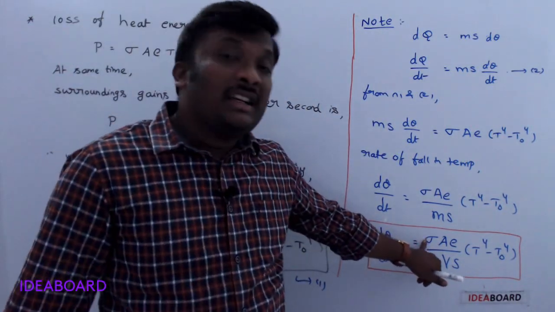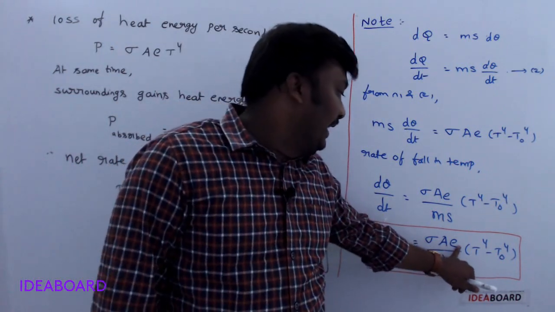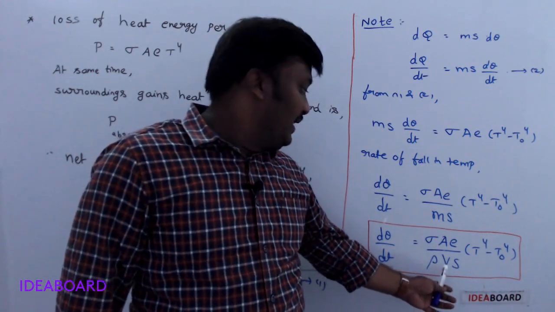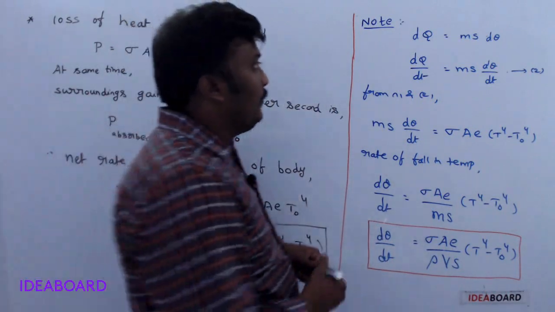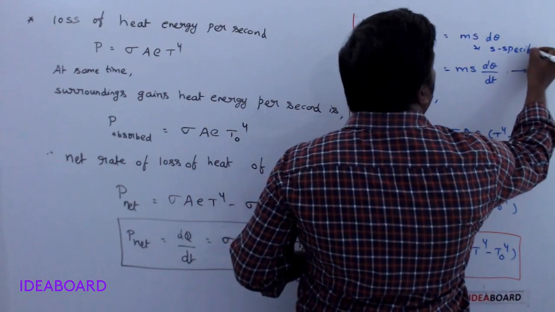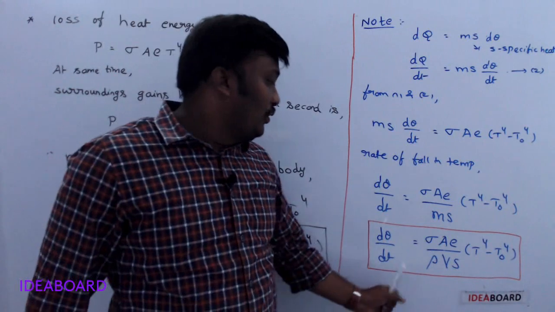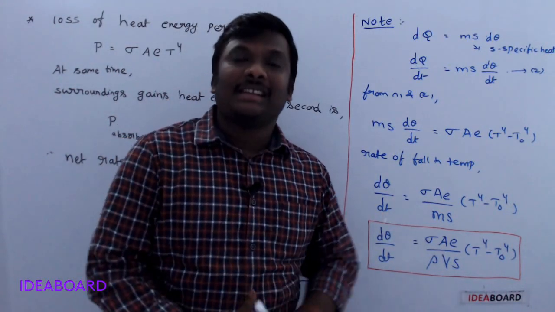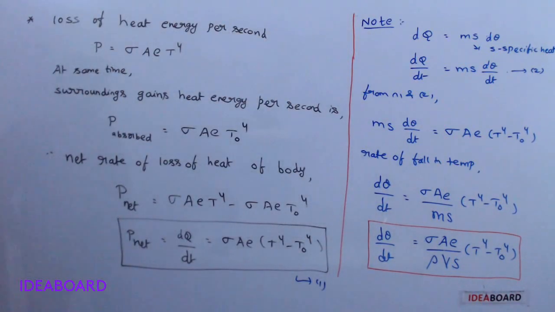Here what is sigma? Stefan's constant. A is the surface area of the body. E is the emissivity of the body. Rho is the density of the body. V is the volume. And what is s here? Specific heat. Understand? So for objective purposes, this formula is very, very important. This is Stefan-Boltzmann law. Clear? Please note it down.